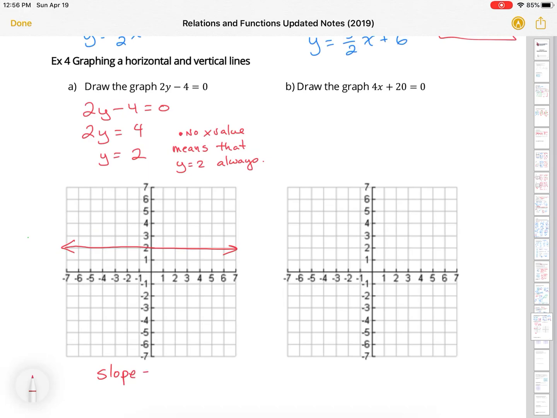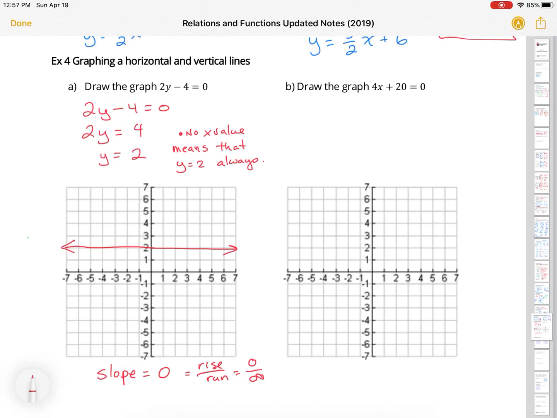So slope equals 0. Because it's the rise over run, it's 0 over infinity, it's going to be equal to 0 always. Okay? And that's the key with horizontal lines.